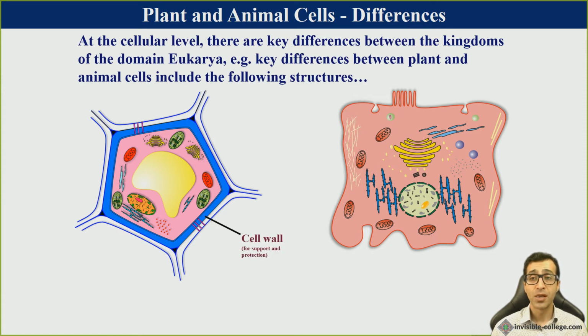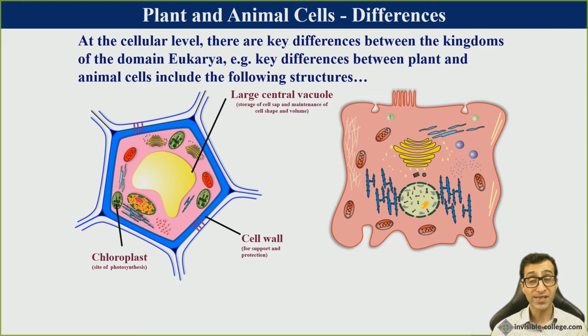So for example, plant cells have a cell wall. They have a large central vacuole containing a fluid known as cell sap. They also contain chloroplasts, whereas these structures are not found in animal cells. Conversely, animal cells also possess a number of features which are not found in plant cells. So, for example, many animal cells possess these finger-like projections, these foldings of their plasma membranes, which are referred to as microvilli.